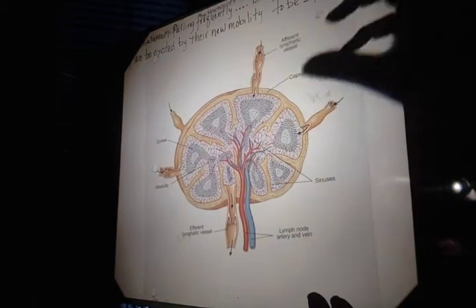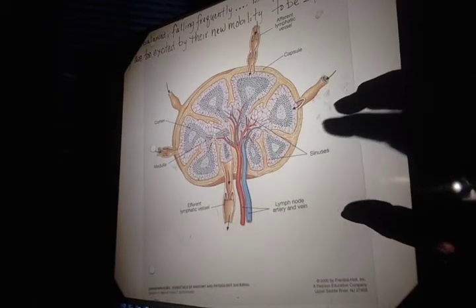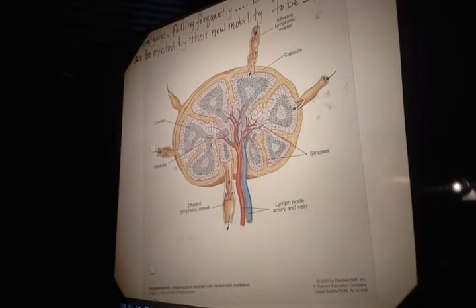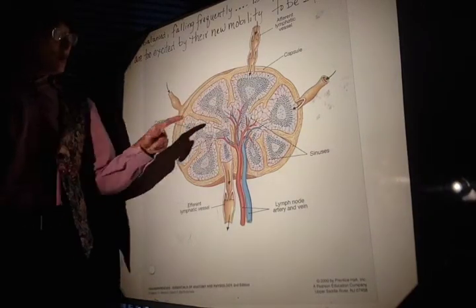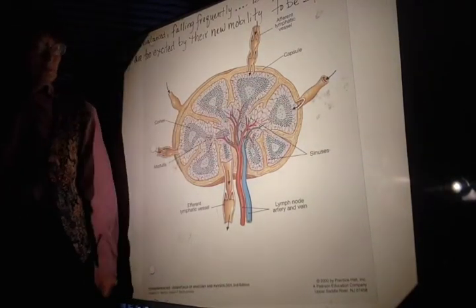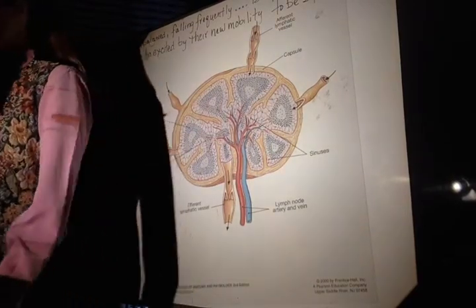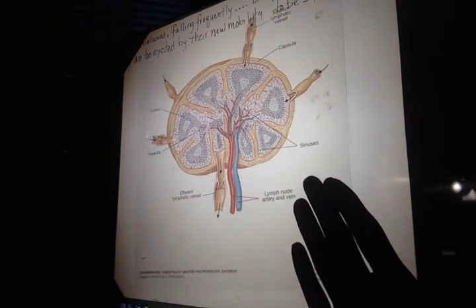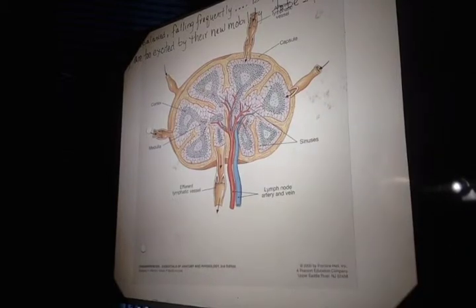Okay, looking at a lymph node. The afferent lymphatic vessels are bringing fluid into the lymph node. The efferent lymphatic vessel is taking fluid out of the lymph node.